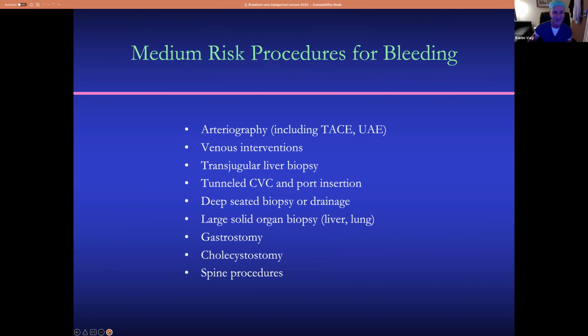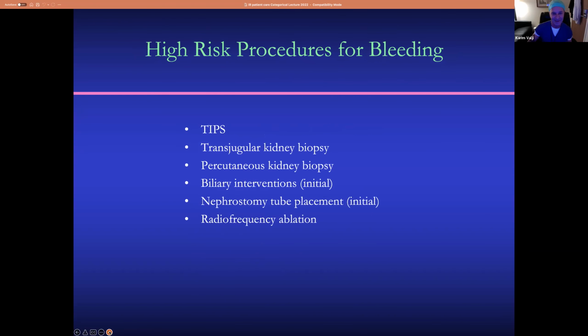So just think everything else except the high risk. That's the best way: know the low, know the high risk, and then you know the middle. High risk are TIPS, transjugular kidney biopsies, which we rarely do, percutaneous kidney biopsies, initial placement of a biliary tube or a nephrostomy tube, and RFA. So these are the 6 types of procedures that you really want to be careful about checking for bleeding risk.